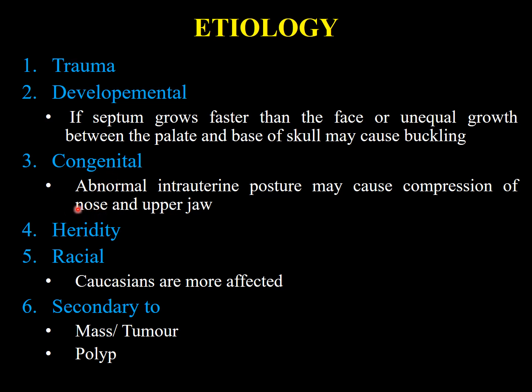Then there are certain hereditary factors, in that several members of the same family may be affected. Racial: Caucasians and Asians are affected more as compared to Afro-Americans or African people. In those people, the chances of DNS are less as compared to Caucasians. Or it may be secondary to any mass, tumor or polyp. If it is present on one side, then with pressure it can give rise to a deflected nasal septum of the opposite side.